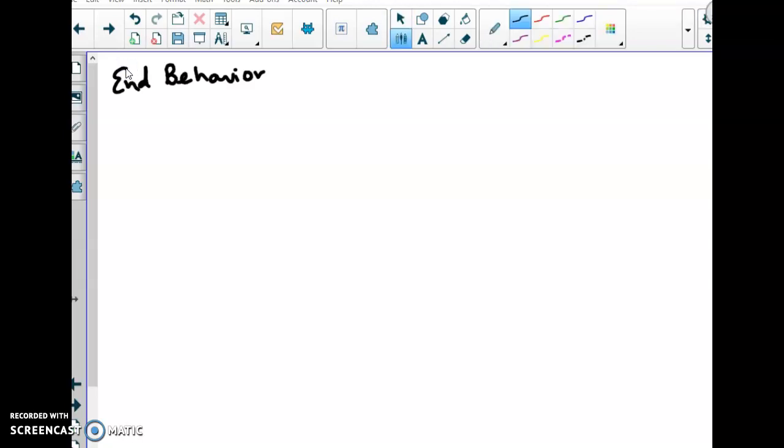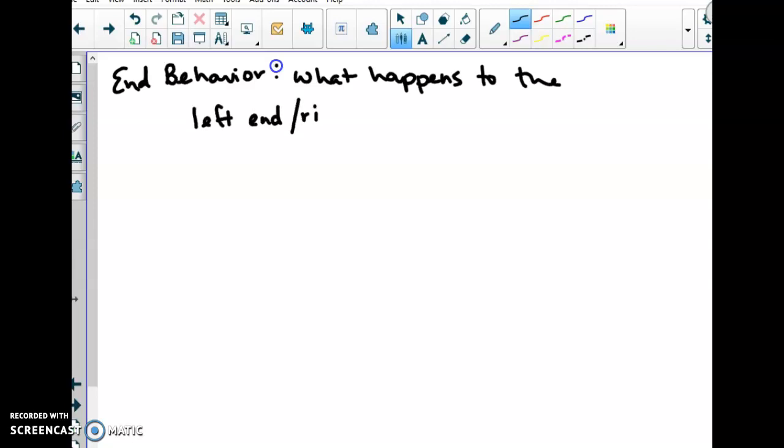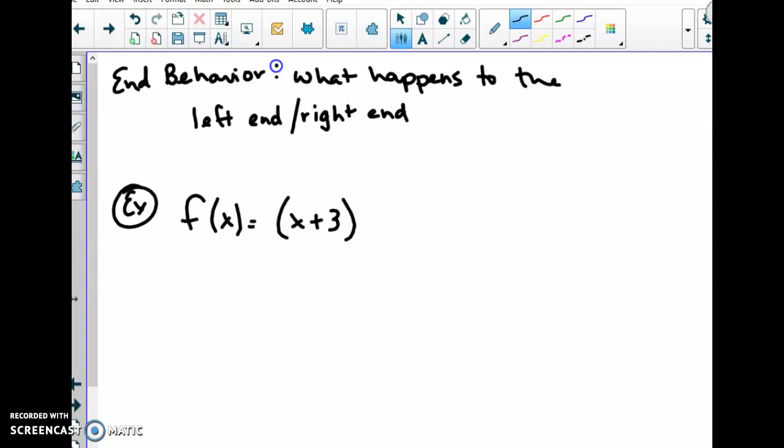Okay, so with that being said, let's look at a function of the form, sorry, I needed a definition for end behavior. Let's look at the function in the form of f of x equals (x plus 3)(x minus 2)(2x plus 3).